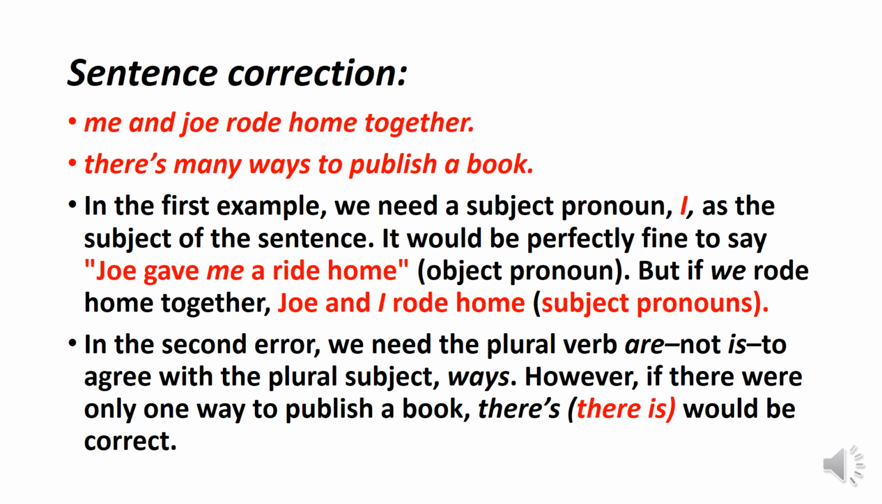In the first example, we need a subject pronoun, which is I, as I've said a while ago, as the subject of the sentence. It would be perfectly fine to say, Joe, give me a ride home, which has the object pronoun. But if we rode home together, Joe and I rode home, which is referring to the subject pronouns. In the second error, we need the plural verb are, not is, to agree with the plural subject ways. However, if there were only one way to publish a book, there is would be correct.